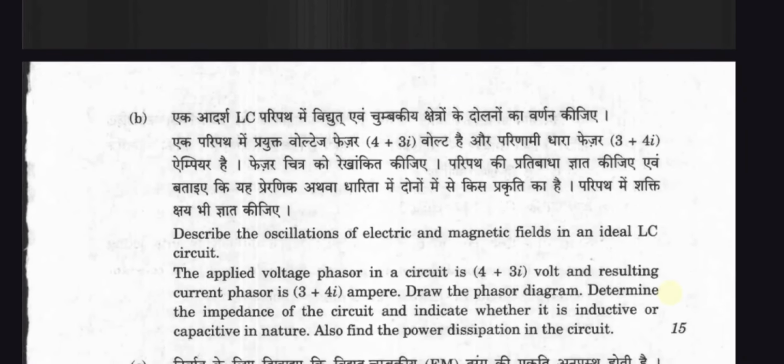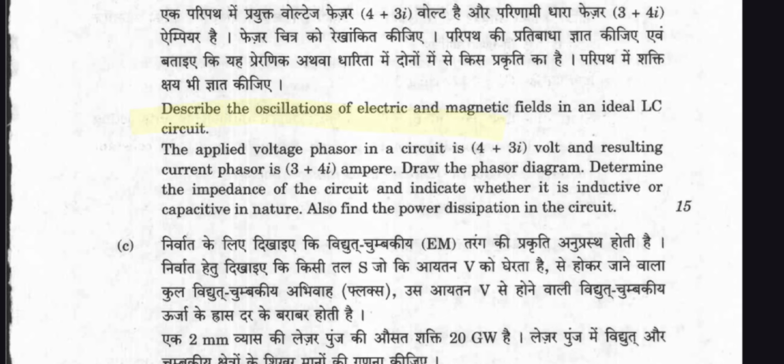And question number B is here. Describe the oscillation of electric and magnetic field in an ideal LC circuit. The applied voltage phasor in a circuit is 4 plus 3i volts and the resulting current phasor is 3 plus 4i amperes. Draw the phasor diagram, determine the impedance of the circuit and indicate whether it is inductive or capacitive in nature. Also find the power dissipation in the circuit.